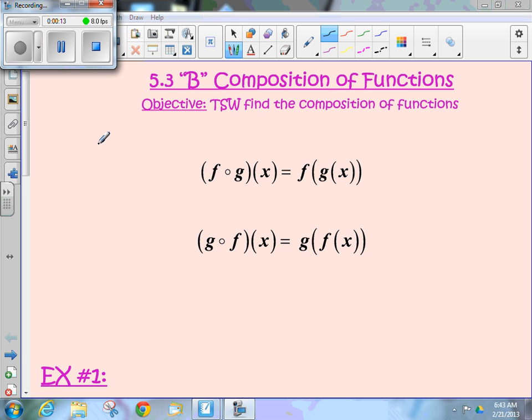So if you'll take out your notes and get those started, please. We're going to do 5.3b. We're going to talk about composition of functions.